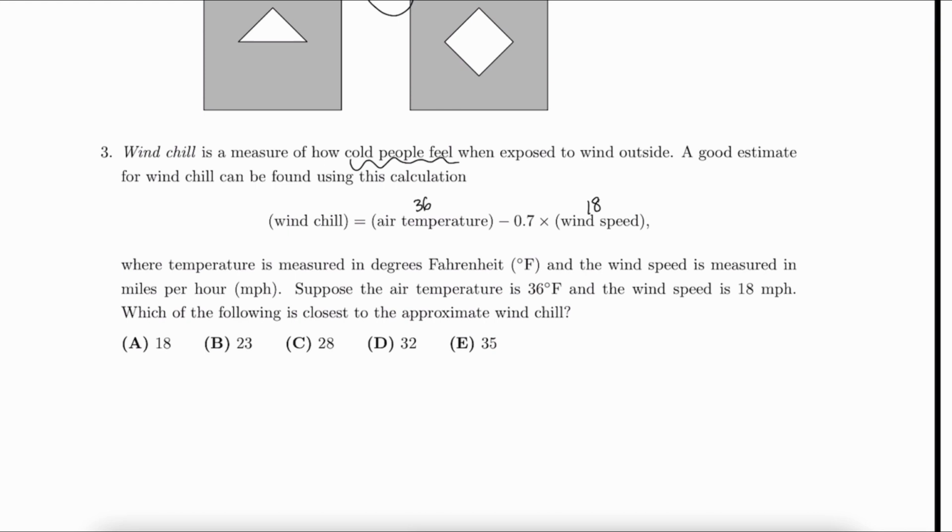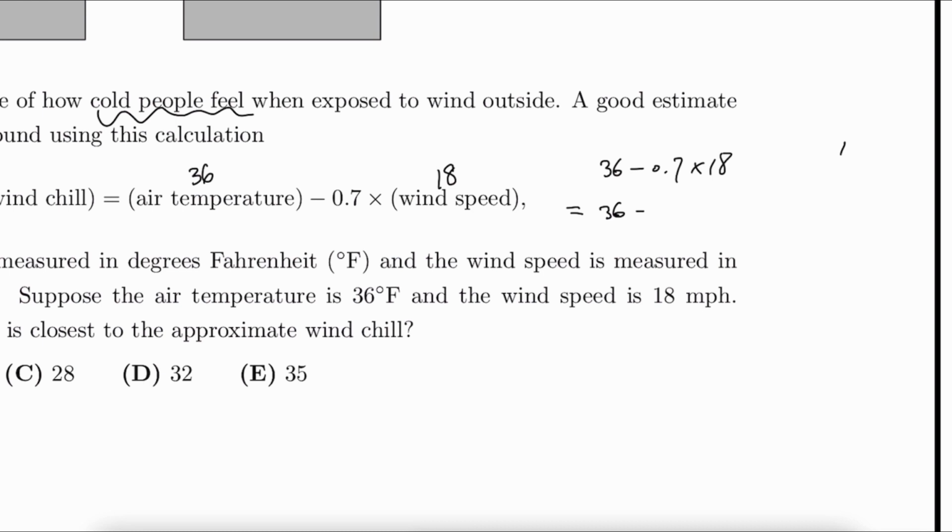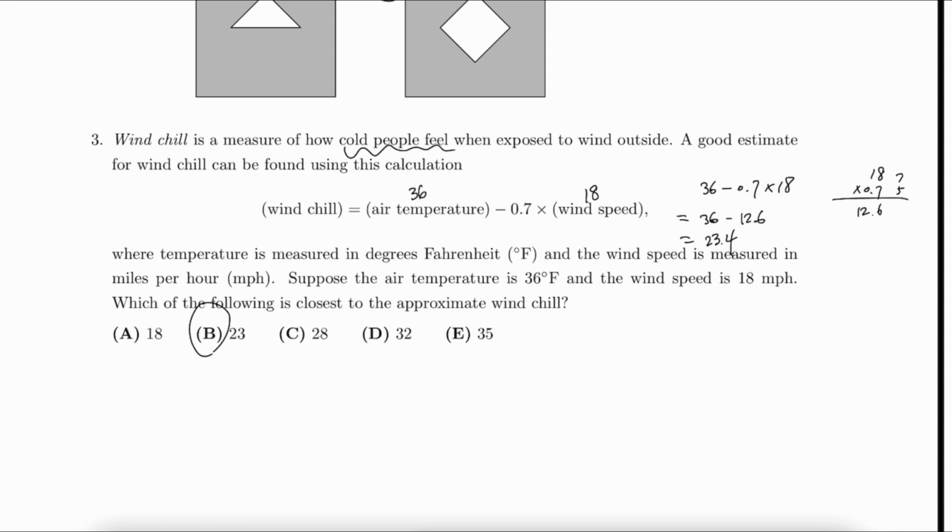For this problem, we just want to plug this in, right? 36 minus 0.7 times 18. If you can't tell what this value is, you can multiply it out. Don't worry about wasting your time. Getting each question correct is more important. So 7 times 18 is 126, and one decimal place, so 12.6. Which means that our answer is going to be 23.4, and that leads to our estimation being B. All right, so let's move on to number 4.